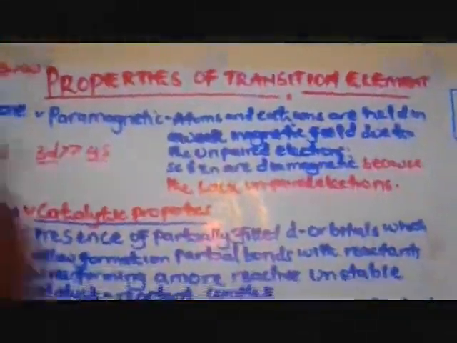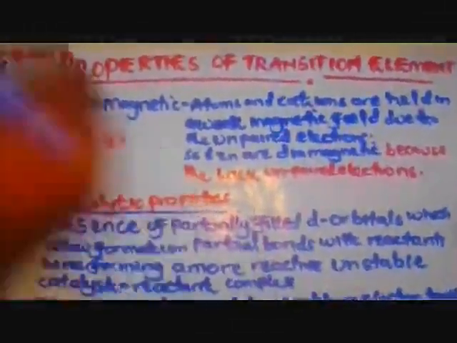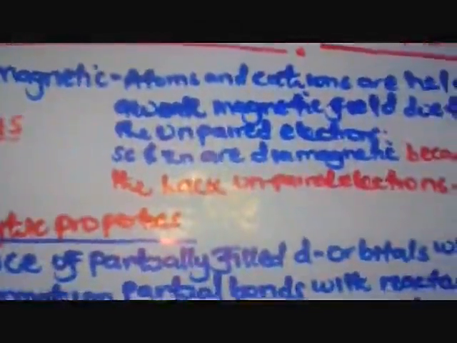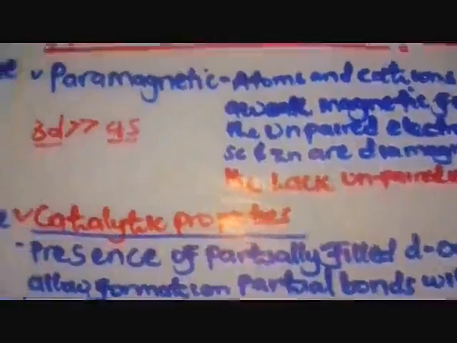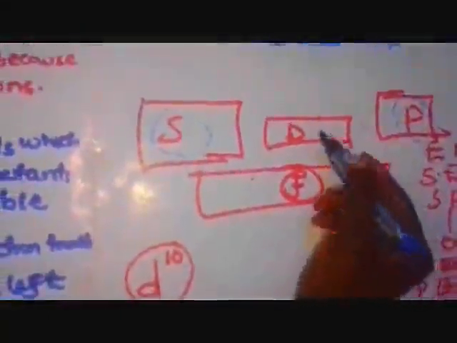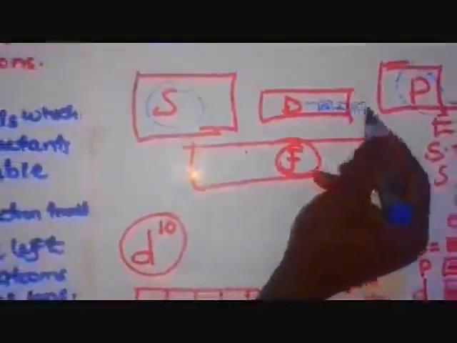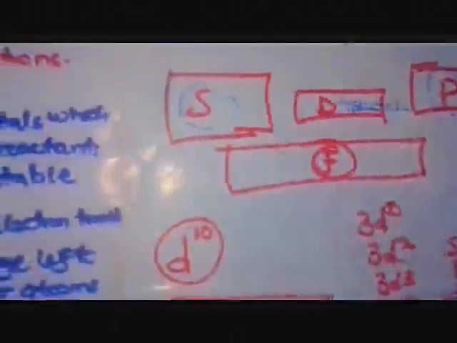Now let us look at the properties of transitional elements. Remember, I've told you not all d block elements are transition, but all transitional elements are d block. You can look at these elements as unique. They are different from the rest of the elements of S and the rest of the elements of P, but they cut across because they are in the middle of the S and P. But not all of the elements in the D block are transition, some are not. These are the properties which make them unique to be called transition.